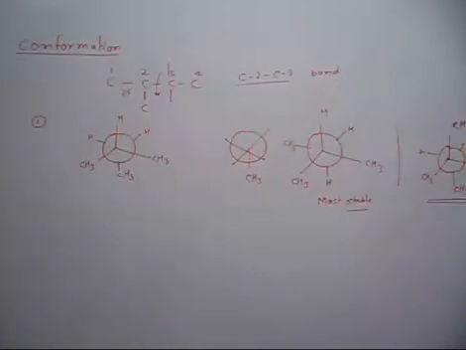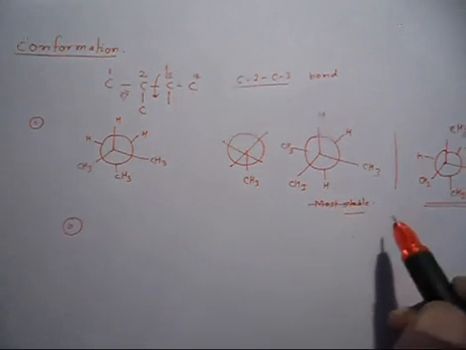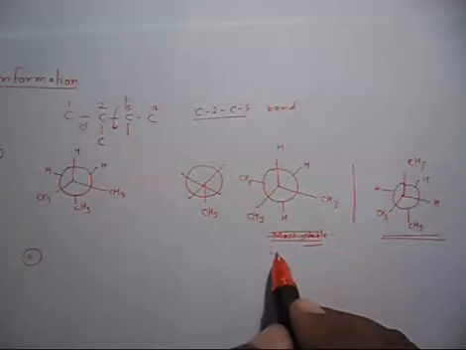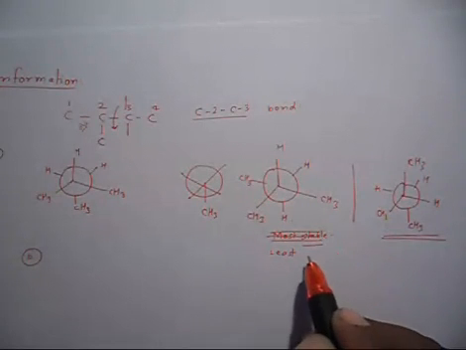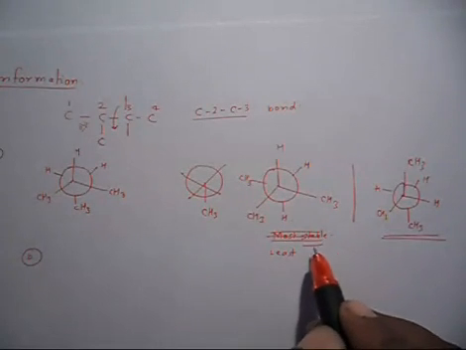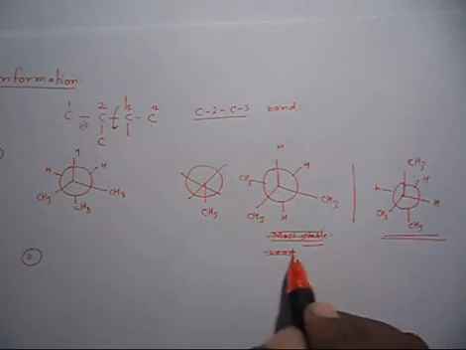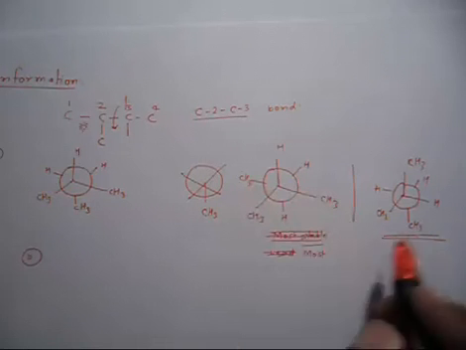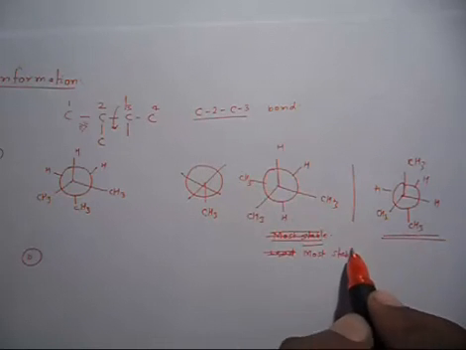What does part B say? Part B says draw the Newman projection of the least stable. Oh my God, this is the least stable conformer. Basically, this is the least stable, because in this case you have the most steric hindrance, steric repulsion. No, this is the most stable. Repulsion is minimum in this case. So this is the most stable.